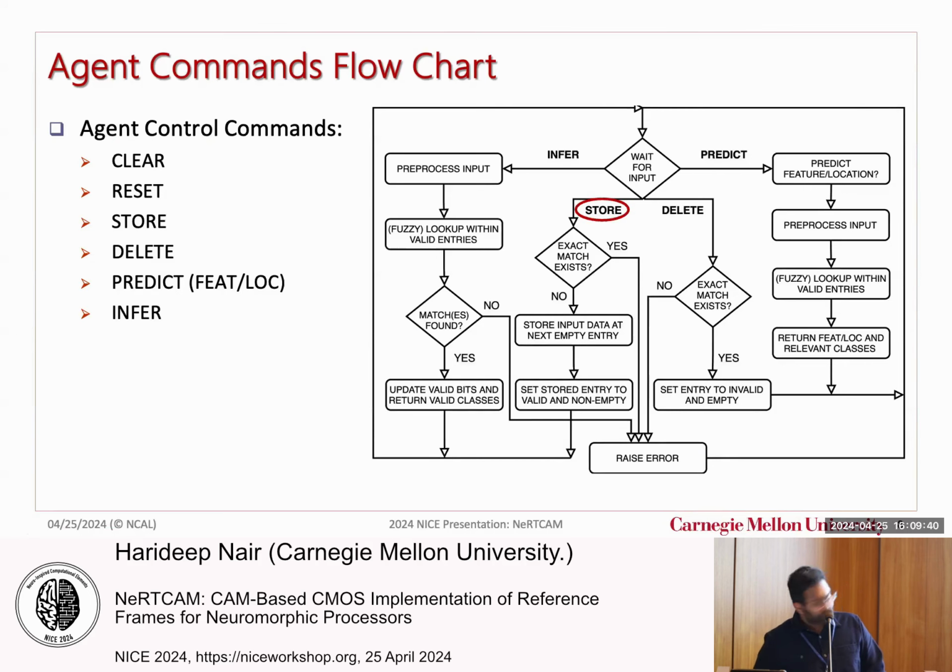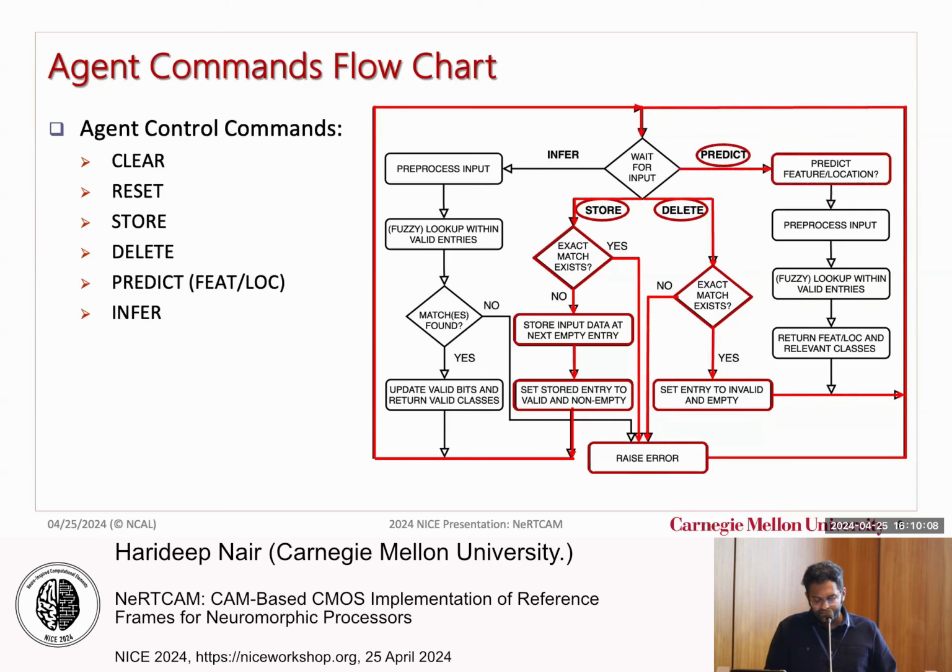If you start with store, we first check if an existing match is already present. In that case, we don't need to store it, so that raises an error and goes back to the initial state. But if it doesn't, then you just store the data and set the corresponding valid and empty bits in the CAM. For delete, you perform a similar match check, but it's reversed. If it exists, then you go ahead and perform the delete as usual. If not, then raise an error.